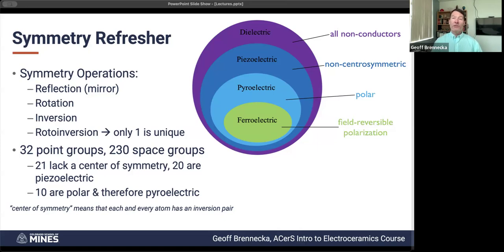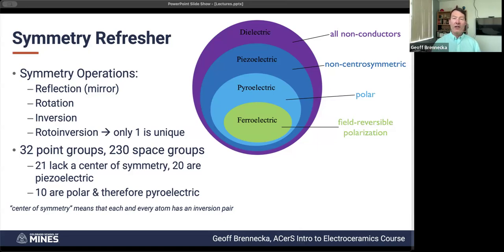But if we start with all materials that are insulating, or at least potentially insulating, and eliminate the portion that are centrosymmetric, then we get the subset of those that are piezoelectric. So that's the 20 point groups that lack a center of symmetry. Half of those are pyroelectric, at least half of the point groups. And then there's the ferroelectrics.